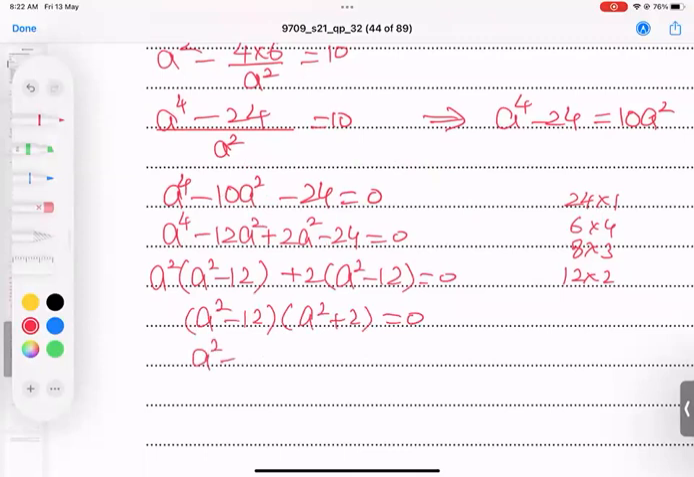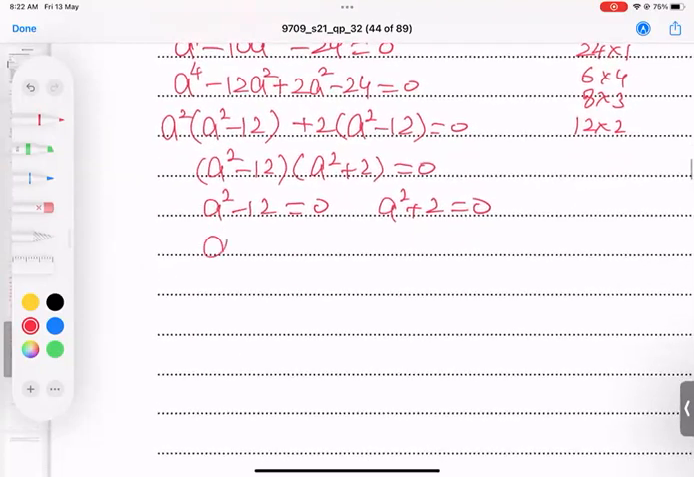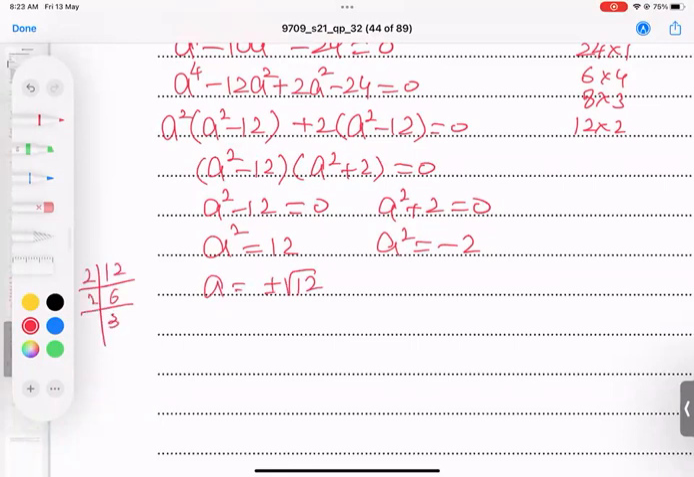So a squared minus 12 equal to 0, a squared plus 2 equal to 0. And I'm getting two answers. Here a squared equals 12, here a squared equals -2. If I take a root, here I get plus and minus root 12. And 12 is what? 2 times 6, 2 times 3. So 2 square into 3. If I take a root of the whole, it gives you 2 root 3, or type in calculator, no problem at all.